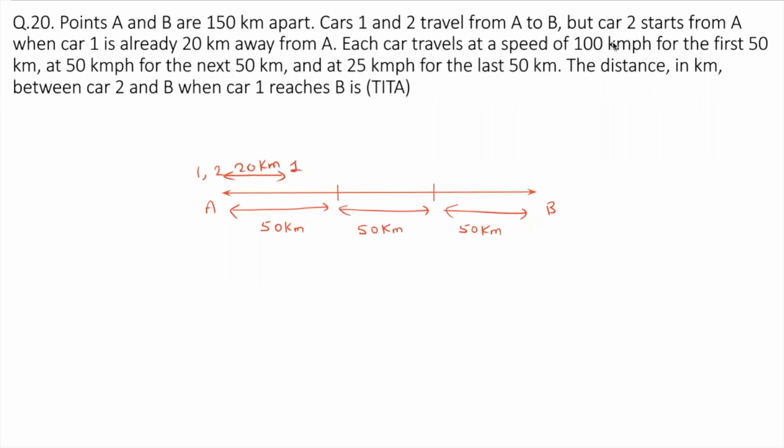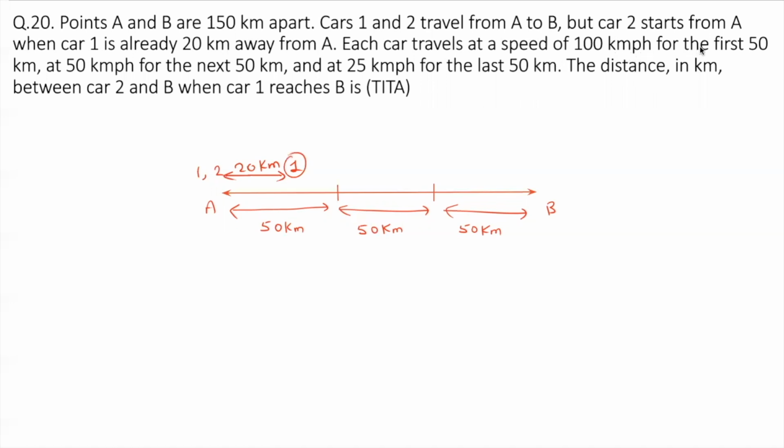Each car travels at a speed of 100 kilometers per hour for the first 50 kilometers, at 50 kilometers per hour for the next 50 kilometers, and at 25 kilometers per hour for the last 50 kilometers. The distance in kilometers between car 2 and point B, when car 1 reaches point B, is? All right, so let us first calculate the time taken by car 1 to reach point B.